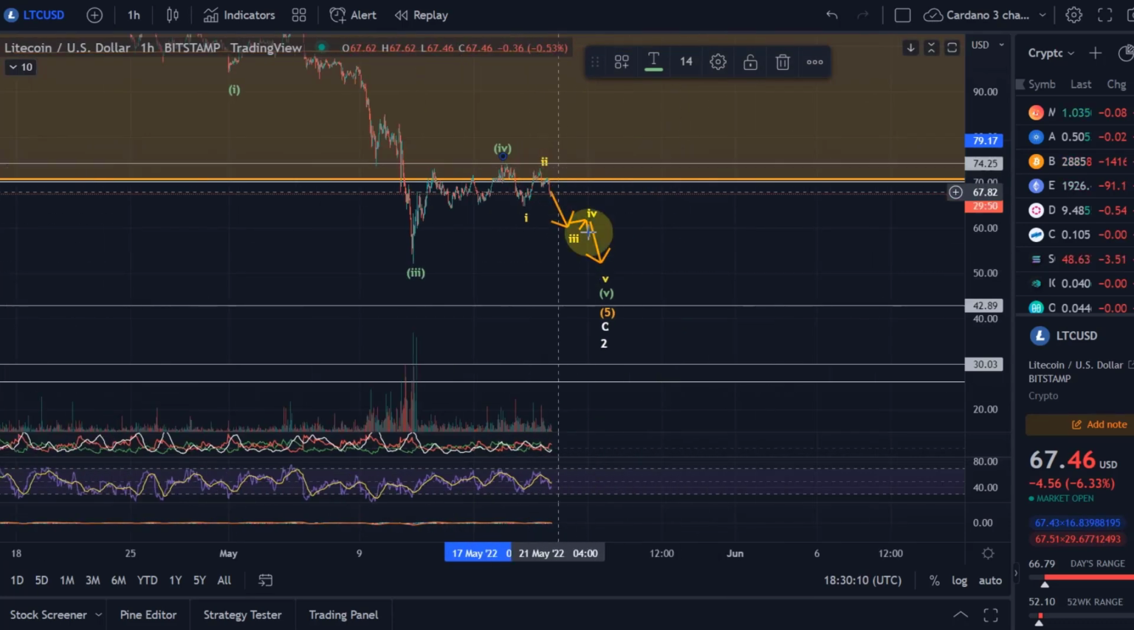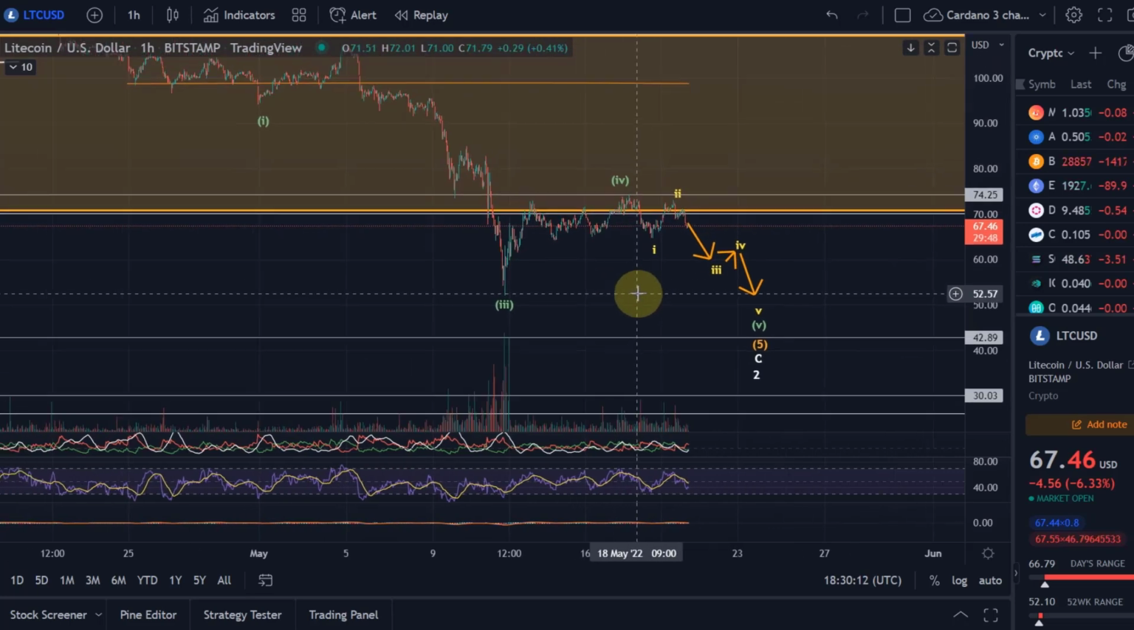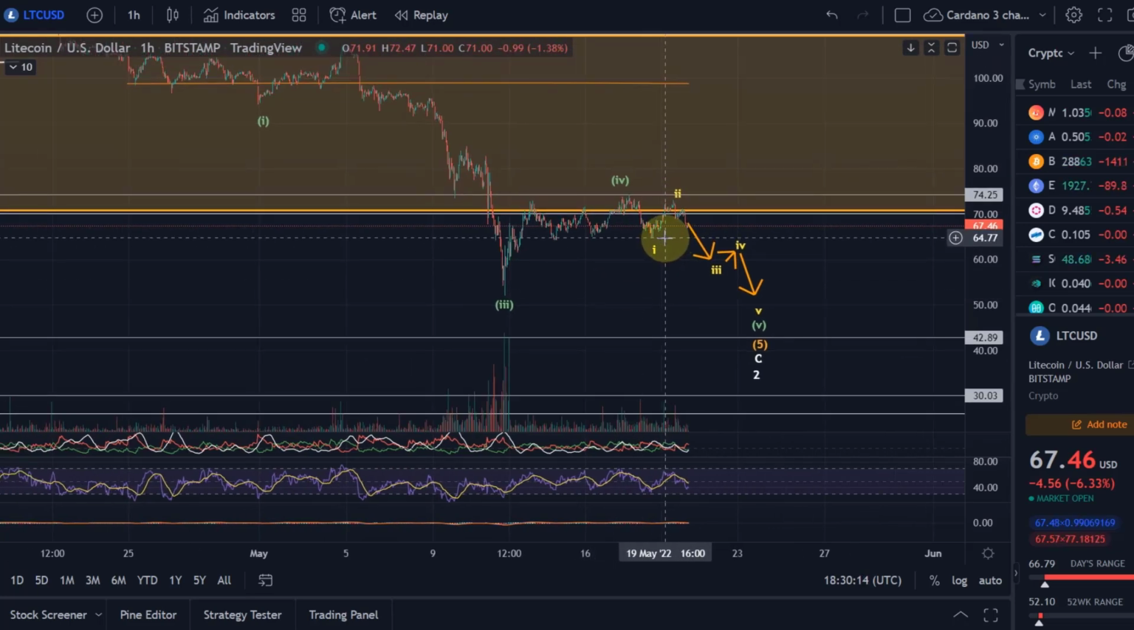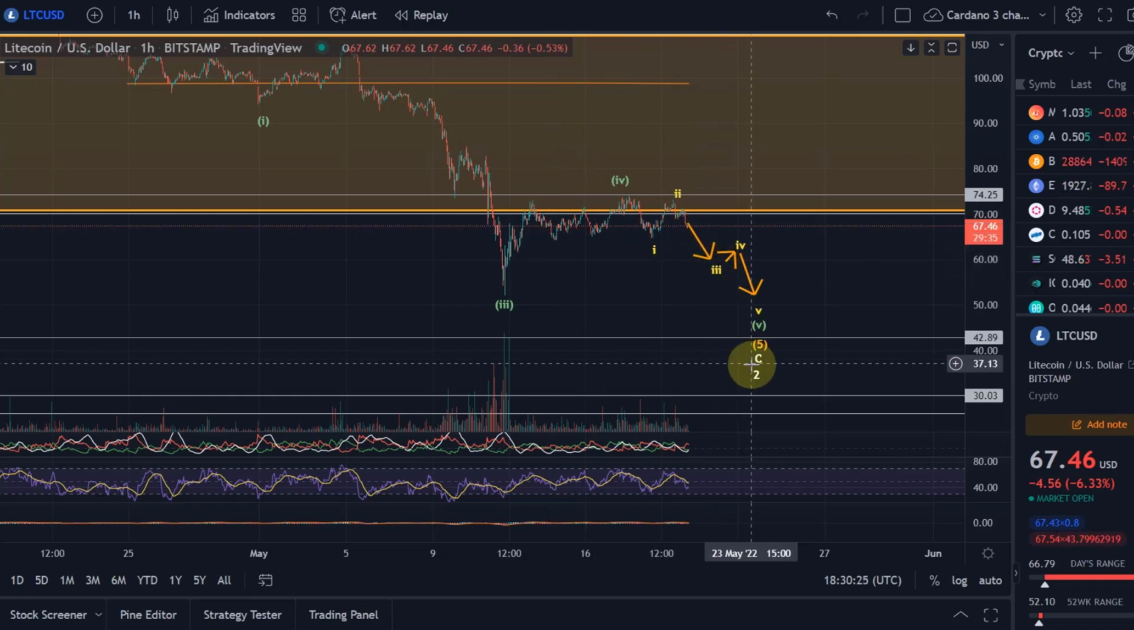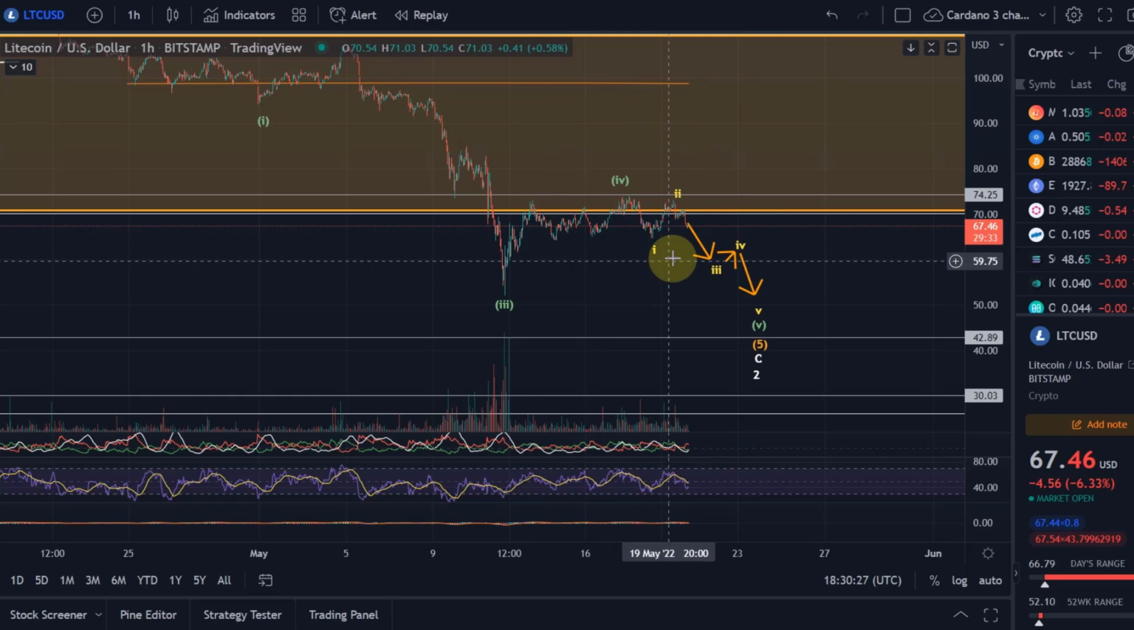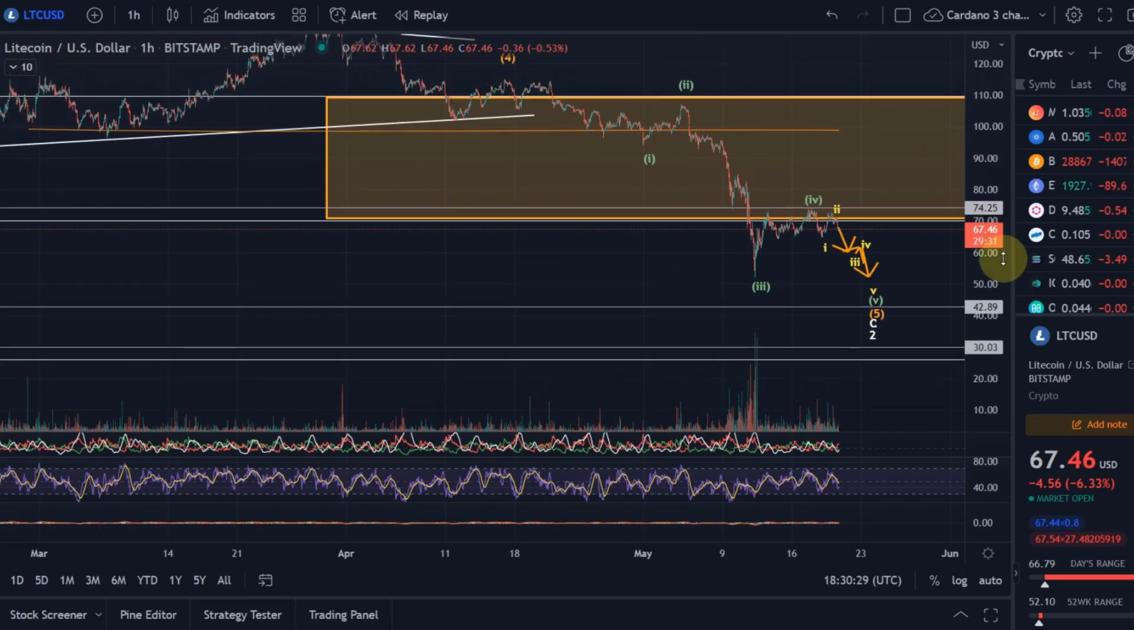This scenario that I have on the chart here would become much more likely if we drop below the swing low here at $64.40. This is the lower swing low here. We want to break below that, and then I think we are going to see a significant move down. And that is pretty much my analysis of Litecoin.